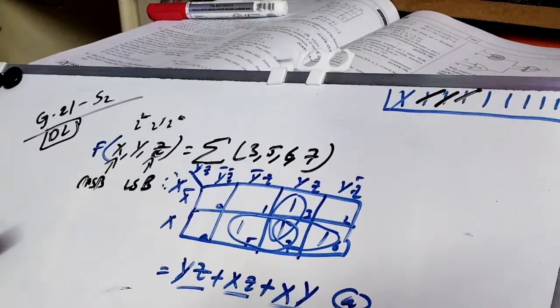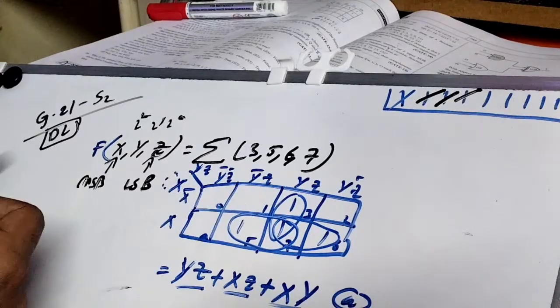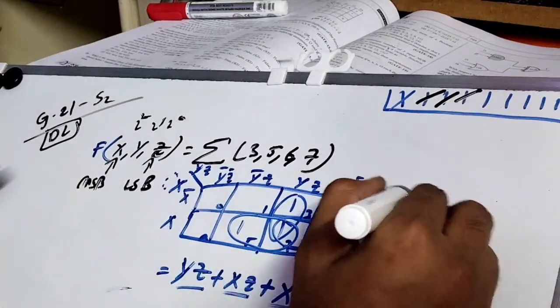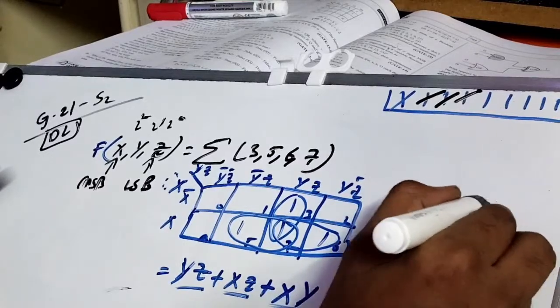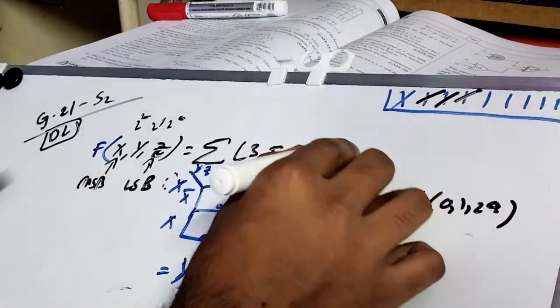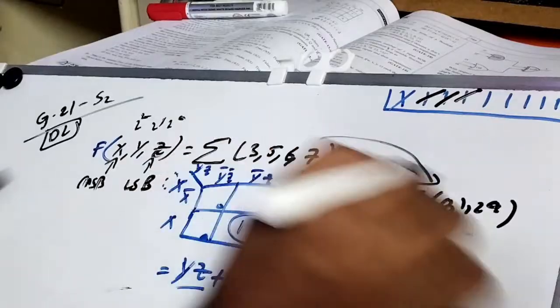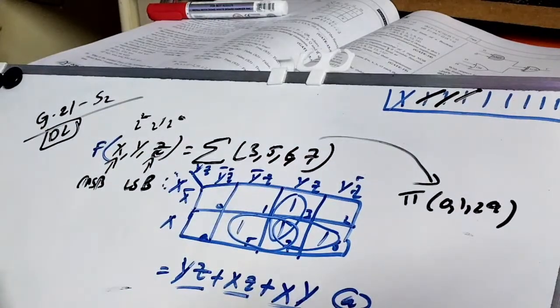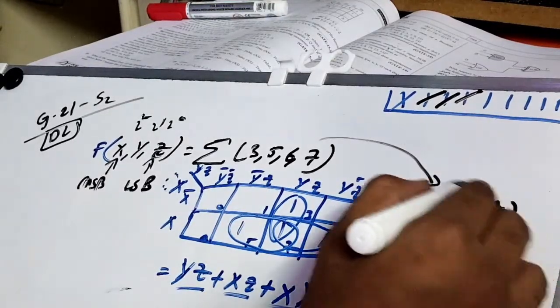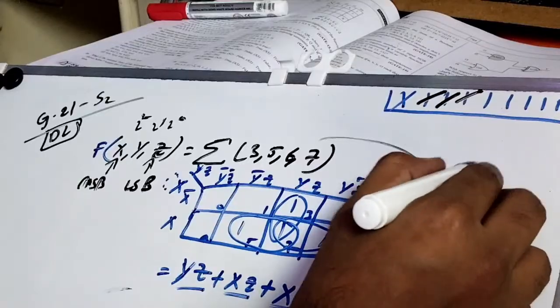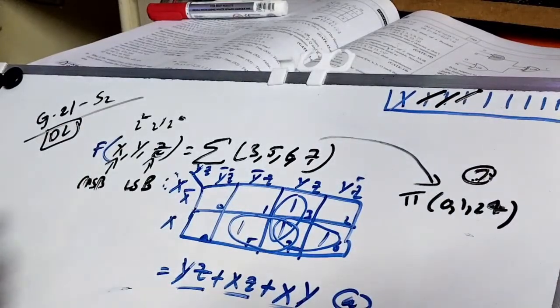Now the given POS terms are product of 0, 1, 2, 4. Yes, it's true, the complement gives this POS form. I need to check this concept-wise, but I think it's true. And independent of input x? No, it is dependent.